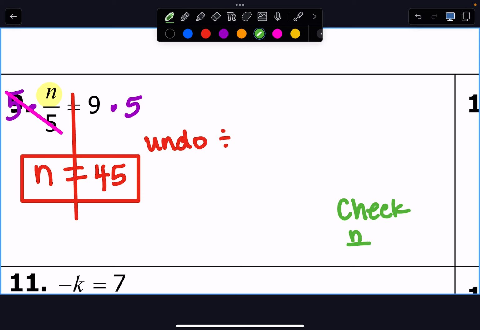If our equation is N divided by 5 equals 9, if we replace N with 45, does that make sense? Landon, is 45 divided by 5 equal to 9?